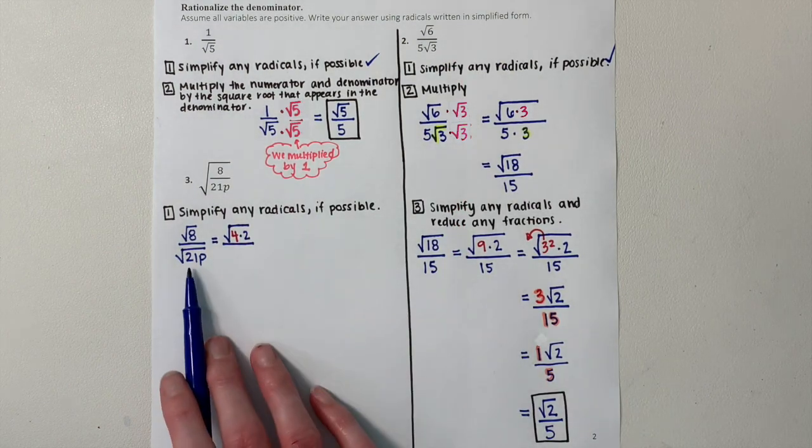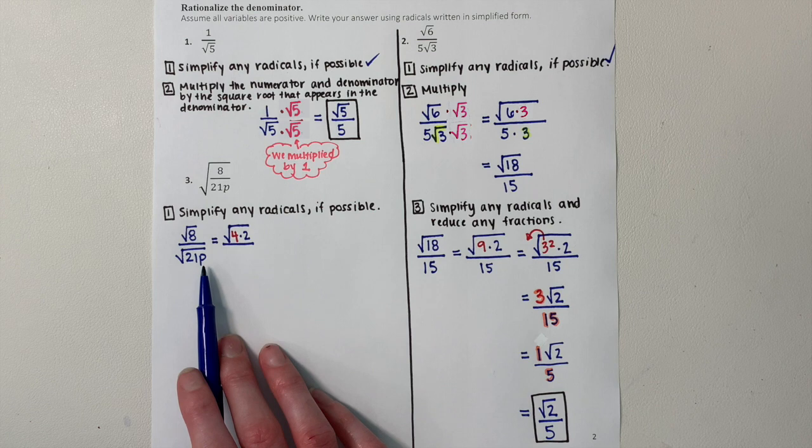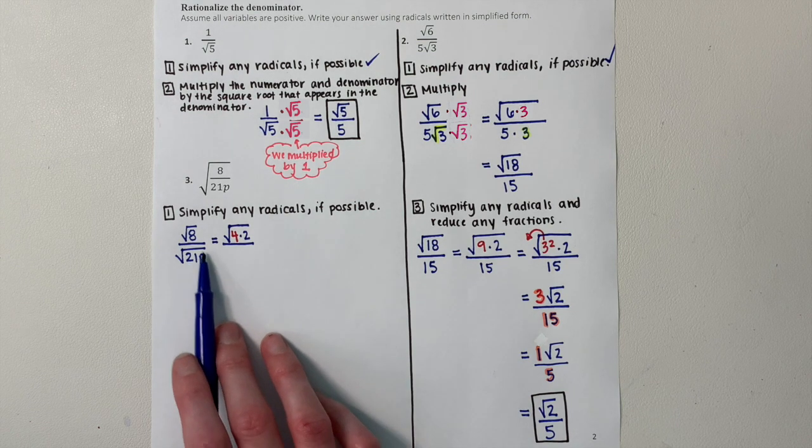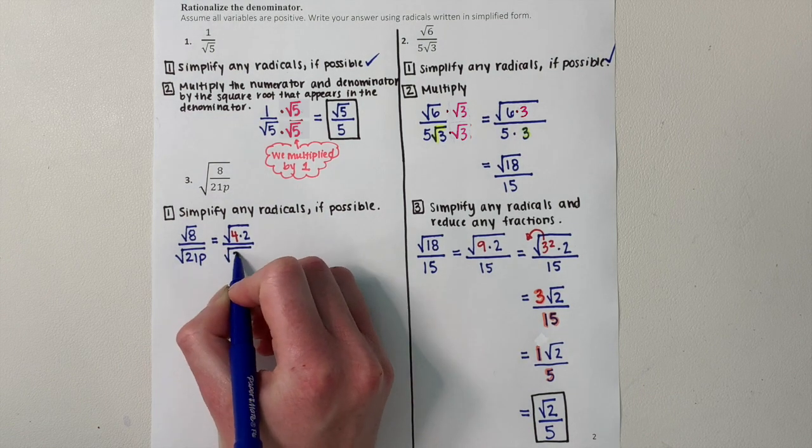What about the denominator? Can we simplify the square root of 21p? Well, 21 is not a perfect square, and there are no perfect squares other than 1 that multiply evenly into 21. P is also not a perfect square, and there are no perfect squares that multiply evenly into p. So the square root in the denominator cannot be simplified, so I'm just going to copy it over for now.